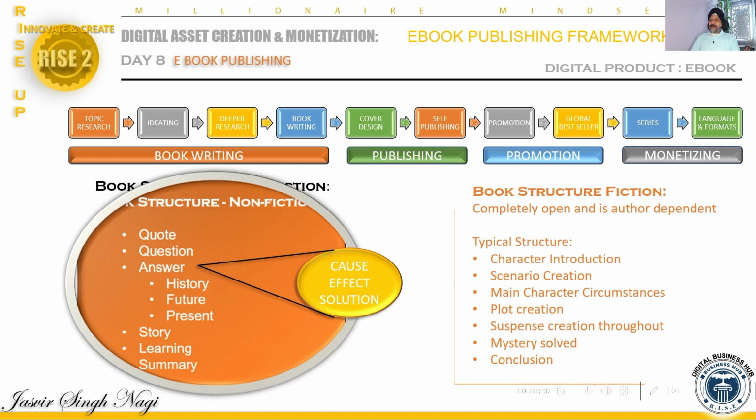Okay. All right. So for fiction, right? Fiction, as I told you, is an open topic, but the typical structure is character introduction, scenario creation, main character. You put circumstances in place, you put a plot in place, and then you create suspense around certain of the figures, in case your book is of that sort. And then you solve a mystery, and then you conclude it. Okay. Now, I made it sound very easy, right? Typically, writing a fiction novel, you require a little bit of storytelling skills, okay, and the language that you use, and the creation of scenarios that you do.